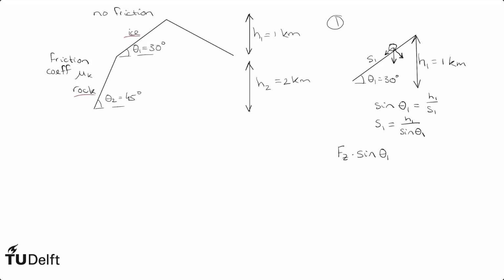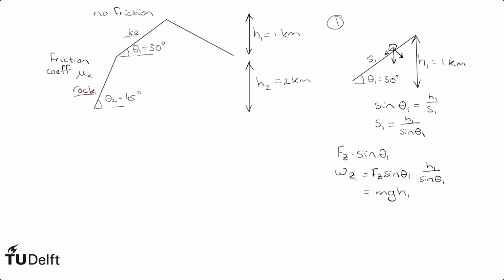And so the work done on this part by the force of gravity is Fz times the sine of theta 1 times the distance s1, which is h1 over the sine of theta 1. So we see that the angle nicely drops out, and we get that the work done is your mass times the gravitational acceleration, because that's the force of gravity, times this height h1. An expression you may recognize and we'll see again in the next lecture.